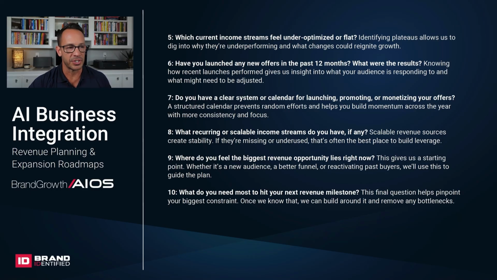Question number 8 is, what recurring or scalable income streams do you have, if any? Scalable revenue sources create stability. If they're missed or underused, this often is the best place to build more leverage. Question number 9 is, where do you feel the biggest revenue opportunity lies right now? This gives us a starting point. Whether it's a new audience, a better funnel, or reactivating past buyers, we'll use this to guide the new plan.